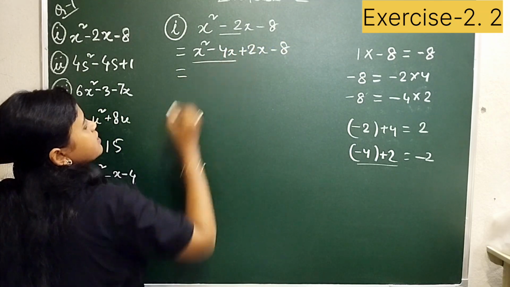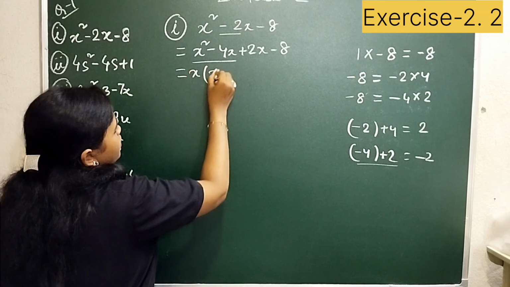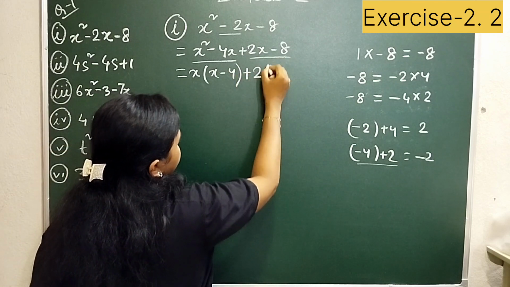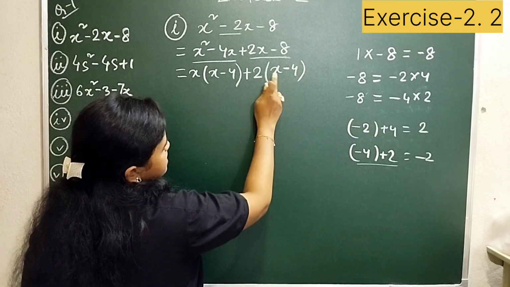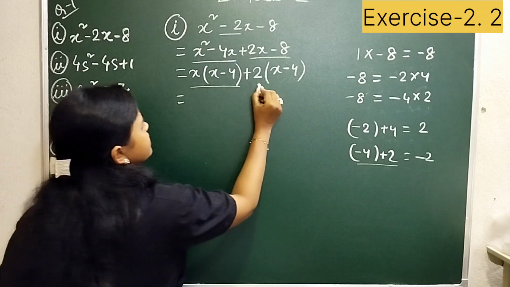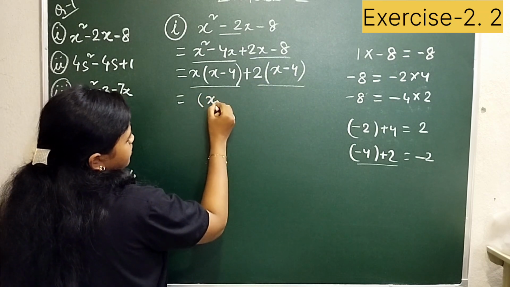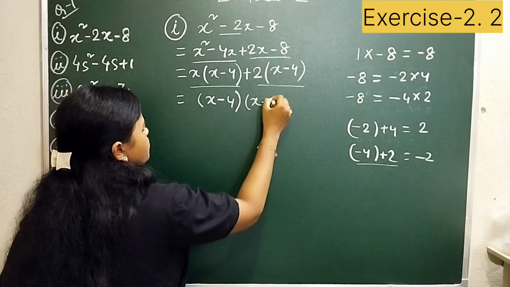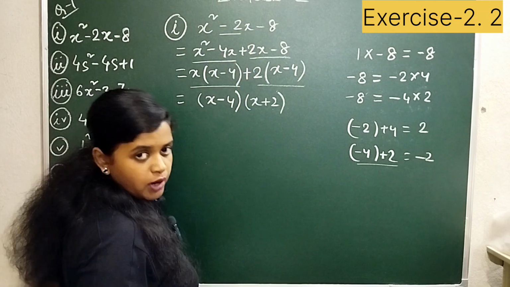Now take common factors from these terms. From the first two terms, x is common, and x minus 4 remains. From the next two terms, 2 is common, and x minus 4 remains; 2 times x is 2x and 2 times 4 is 8. Now from these two terms, we take x minus 4 common, with x and plus 2 remaining. So these are the linear factors of this quadratic polynomial.